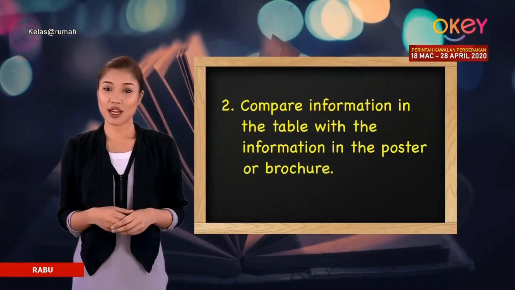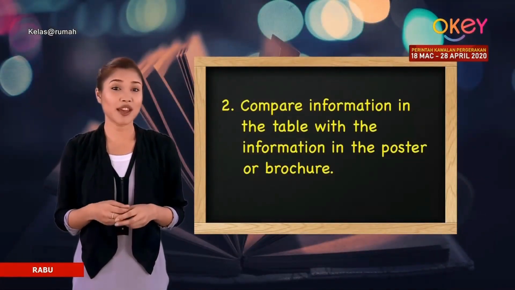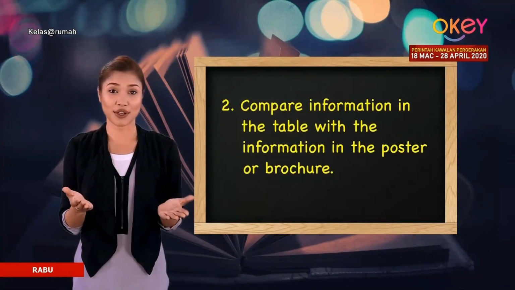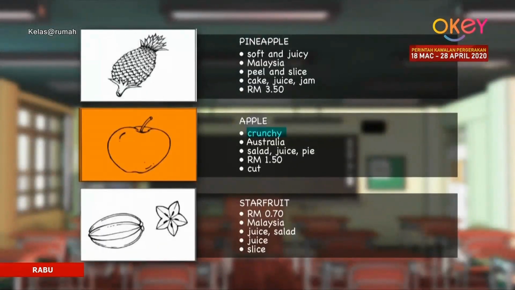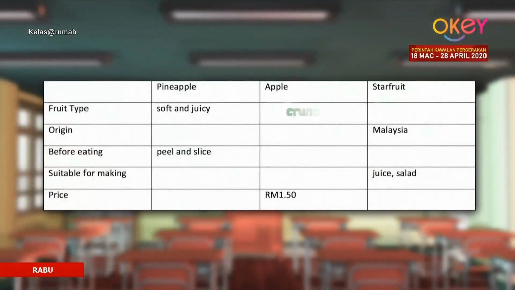Number 2, compare information in the table with the information in the poster or brochure. There are already 4 blanks filled in for you. In the first row, which is fruit type, the box for pineapple is filled with the information soft and juicy. Those words are adjectives describing the fruit. So what is the fruit tag for apple and star fruit? The answer for apple should be crunchy, while the answer for star fruit is juicy.